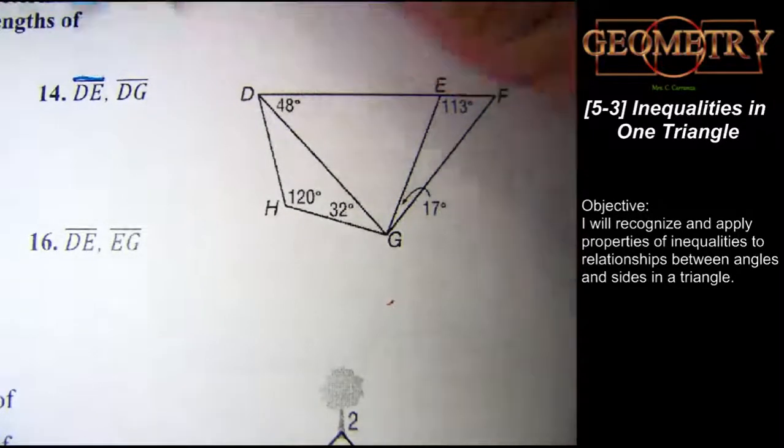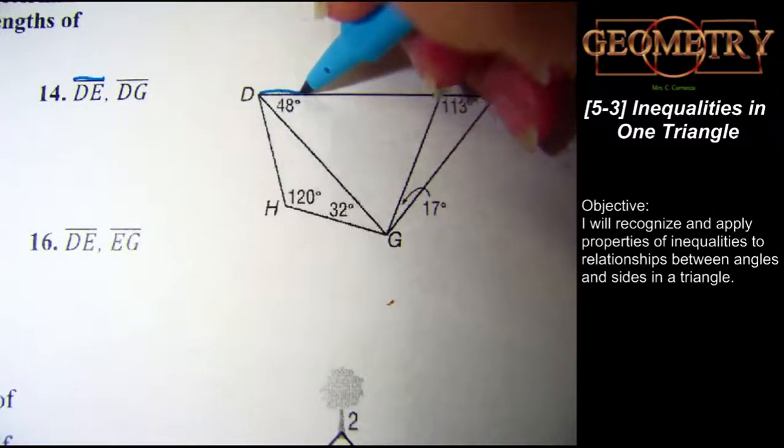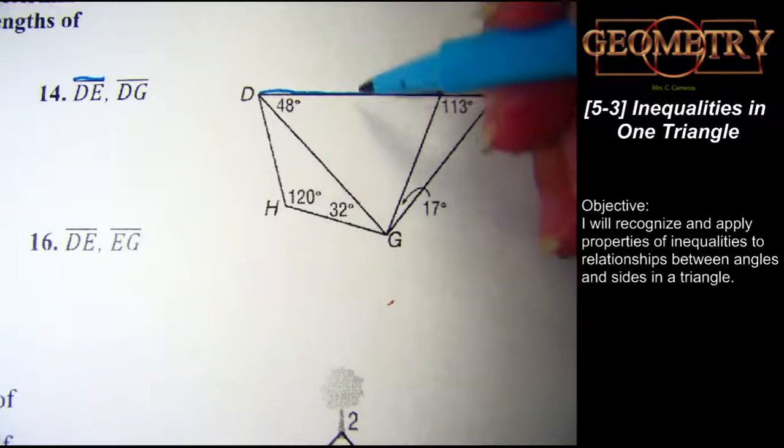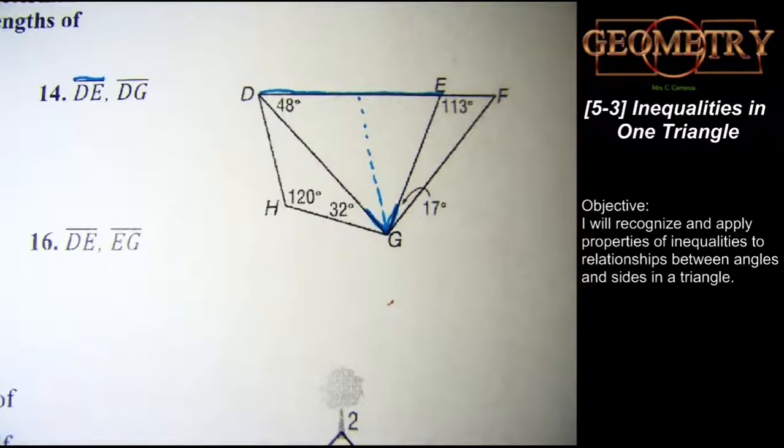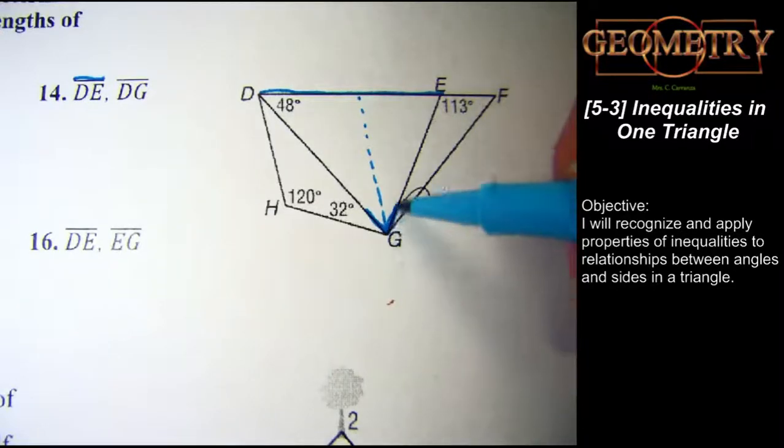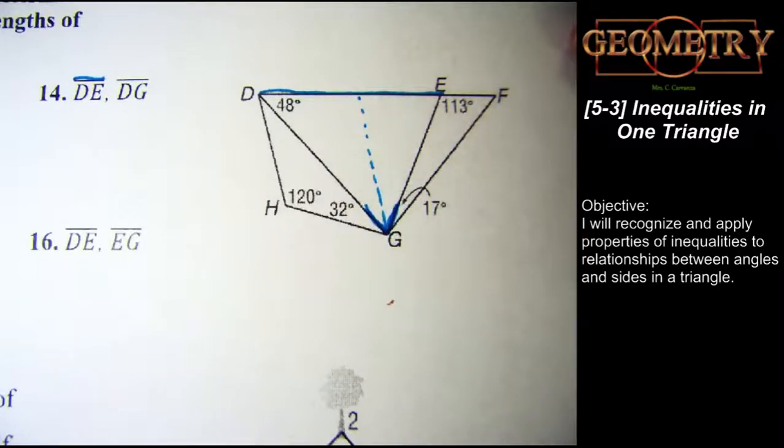All right, side DE, here is side DE. Opposite side DE is this angle whose measurement I don't know. It's right here. Sorry. Thank you. All right, so this angle right there, but I don't know its measure.